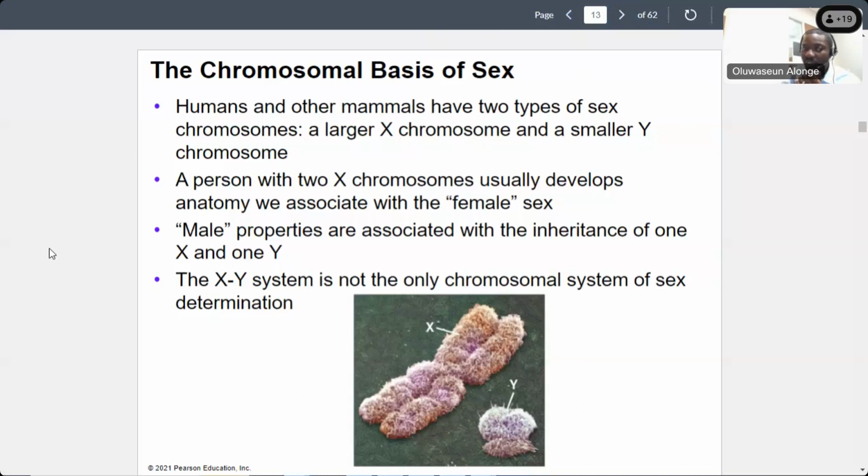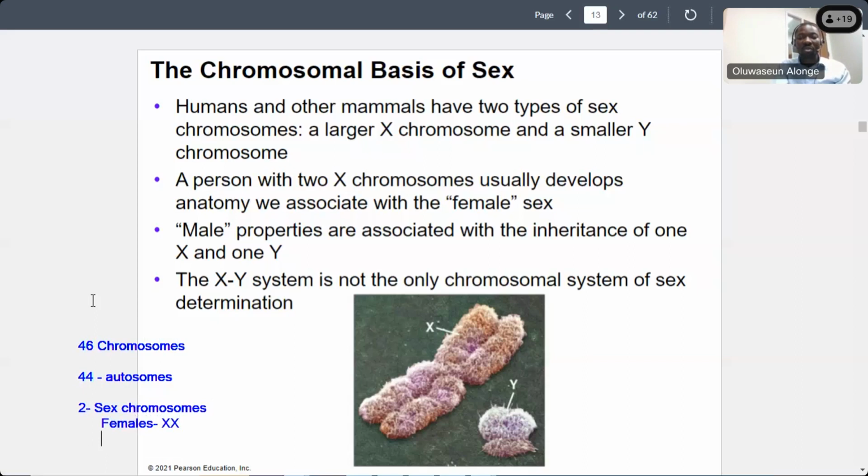chromosome. In our system, we have 46 chromosomes, right? So we have 46 chromosomes, or 23 pairs of chromosomes. Now, out of that 46, 44 we call autosomes. Those are the regular body chromosomes. Then the other two we call sex chromosomes. In females, the sex chromosome is of course XX. And the male sex chromosome is XY.